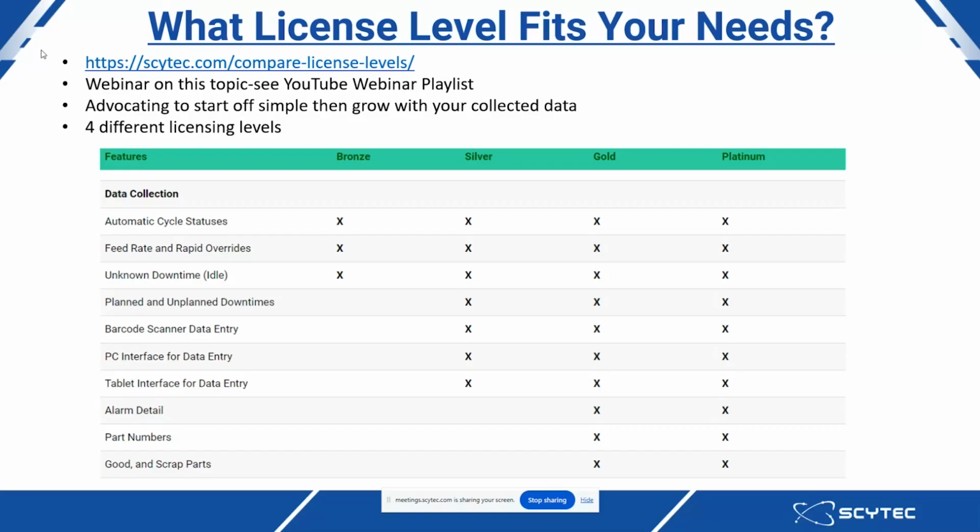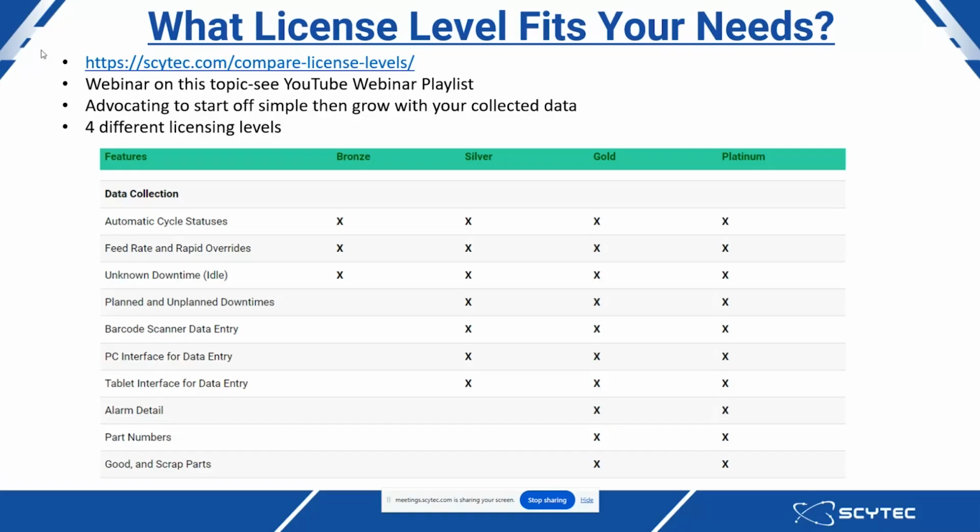And then from there, once you figure out the DataXchange machine monitoring platform and it is inserted into your daily routine and you guys are using it via all your employment levels, then we advocate for you to step up to the higher licensing levels like silver and gold. And silver offers planned and unplanned downtimes, barcode scanner data entry, as well as a supplemental application that I'm going to be going over later in this webinar.